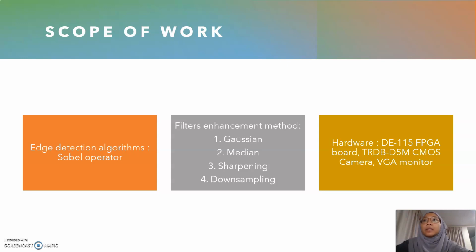For the scope of work, the algorithm used for edge detection in this paper is the Sobel operator algorithm. And the filters used are the Gaussian filter, median filter, sharpening filter, and downsampling filter. For the hardware, we use the DE115 FPGA board, the TRDB D5M CMOS camera, and also a VGA monitor.